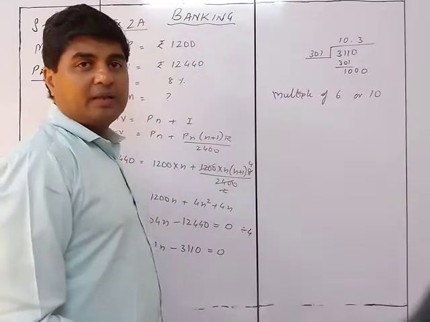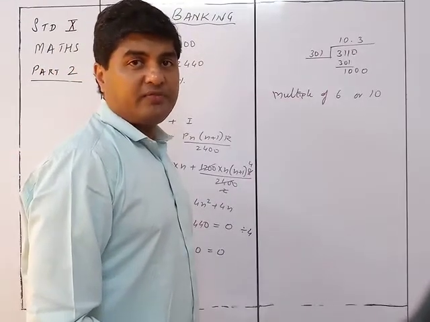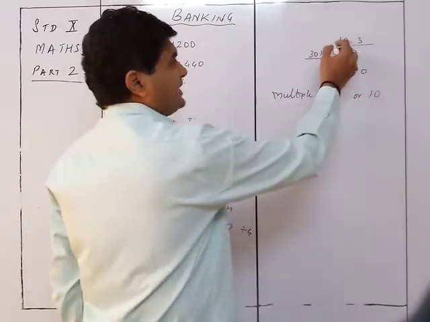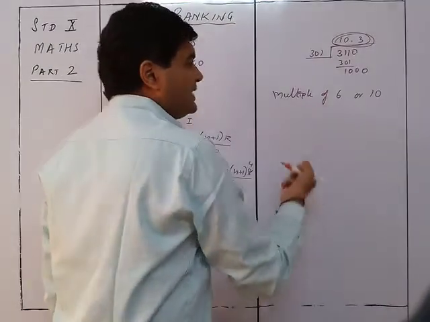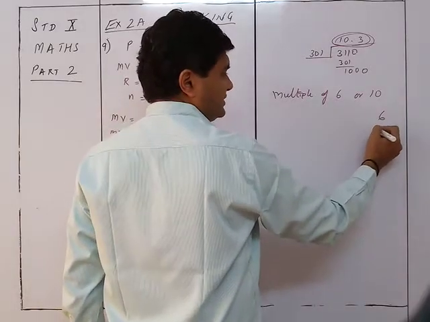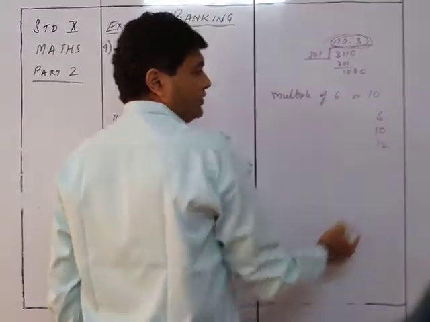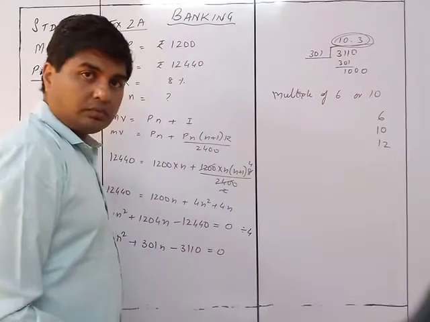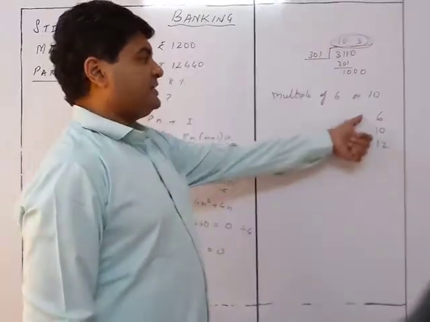It will be either in the multiple of 6 or in the multiple of 10. So you can see this was 10.3. So the possible answers for this will be either 6 or 10 or 12. So we will first assume, let's take 6.